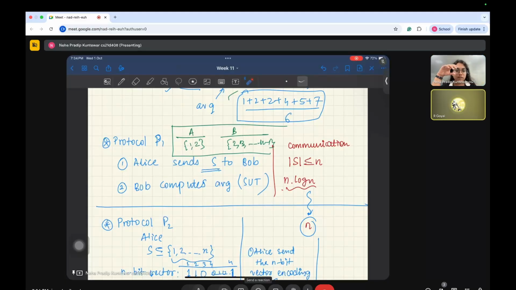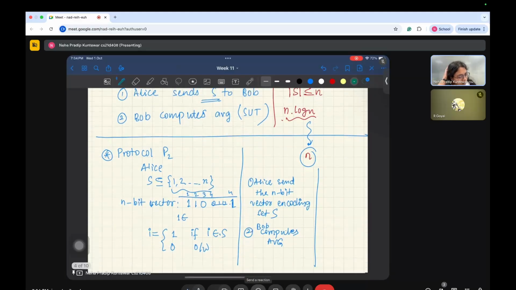The worst case would arise when the size of Alice's subset is quite big, in fact when Alice sends a subset of size n to Bob. In that case, the worst case would be n log n. Exactly, that is where we defined it to be n log n. So the worst case is when Alice has 1, 2, all the way up to n. In this case, it doesn't matter because anyway we are sending the n bit vector.